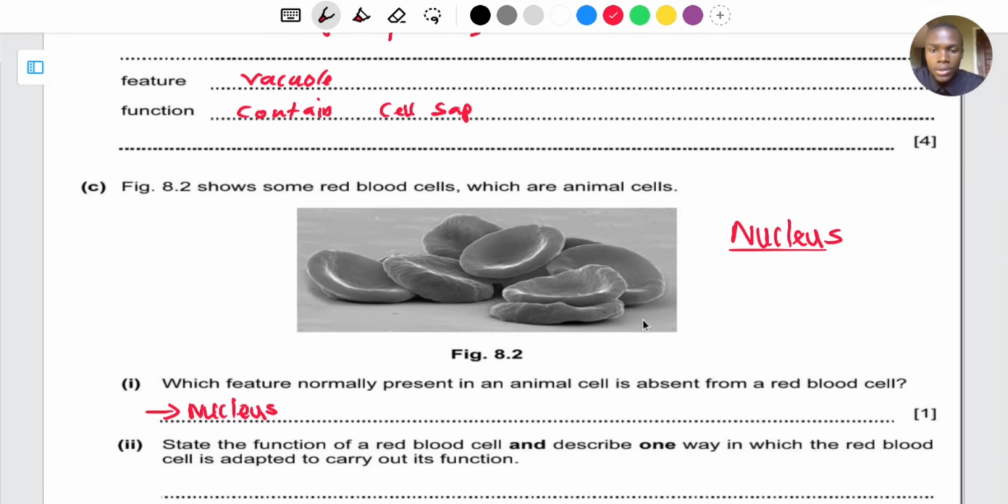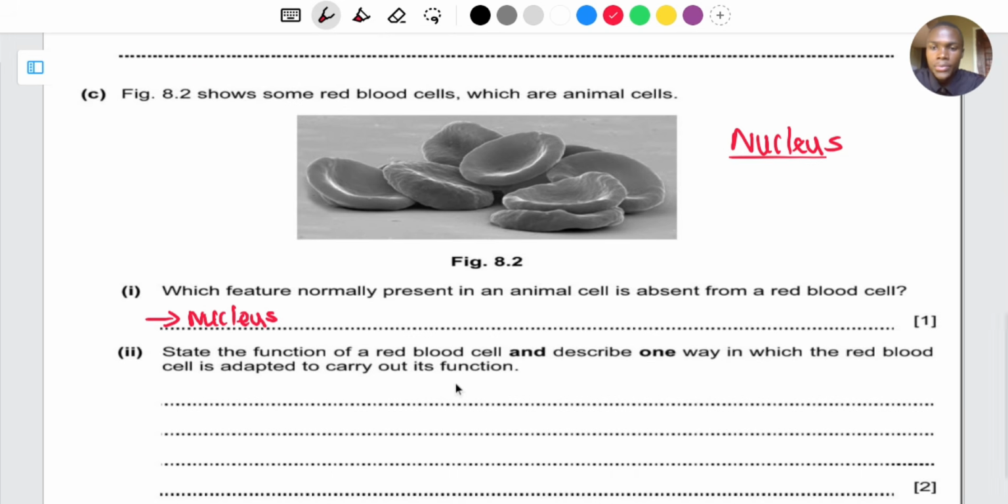Okay, so let's see the second question, which says: state the function of a red blood cell and describe one way in which the red blood cell is adapted to carry out its function. In terms of the function, the red blood cells carry oxygen around the body, or distribute oxygen to the tissues of the body. Apart from that, they also carry a small amount of carbon dioxide from the tissues to the lungs. So those are the functions. Just choose one.